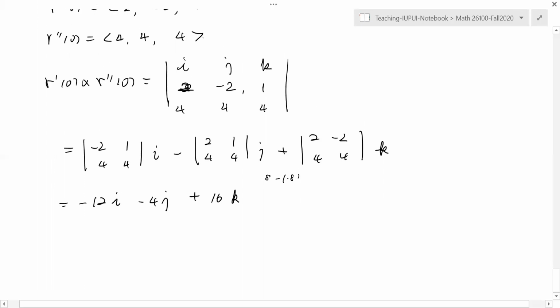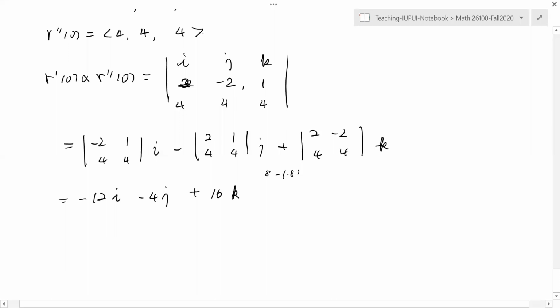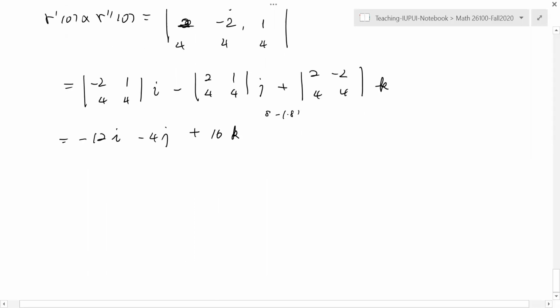Yeah, so the geometric meaning of the second derivative is not clear. But the cross product gives you some good meaning. Here's the point. Let me show you.